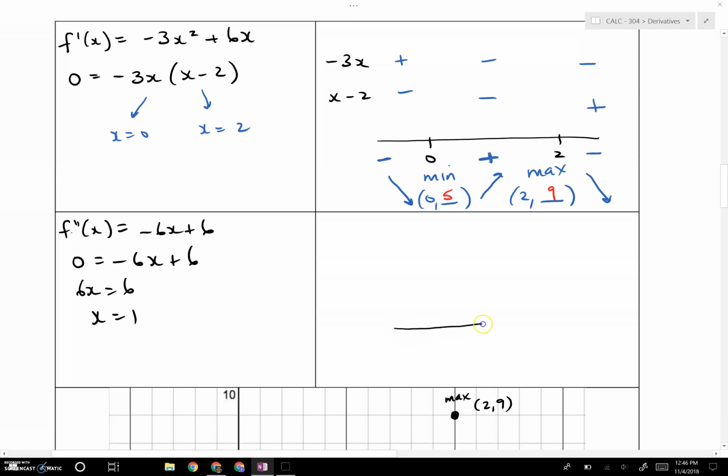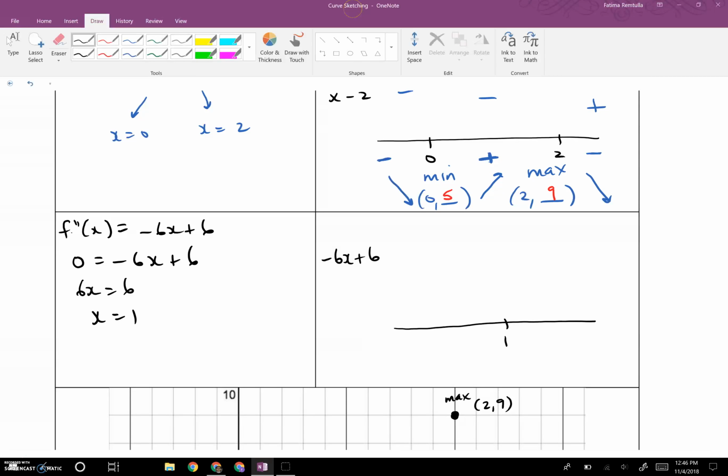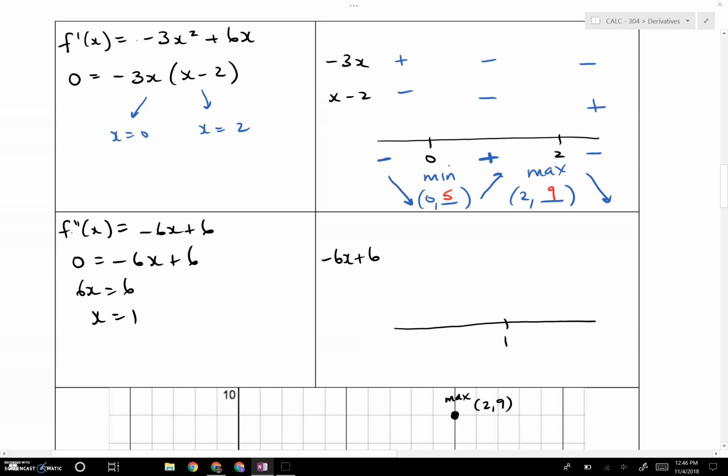Again, I draw my sign diagram. This time I only have 1 on it. On this side, I have my second derivative. I pick a number less than 1. 0 is a good number. This is positive. I pick a number bigger. It's negative. So this is concave up.